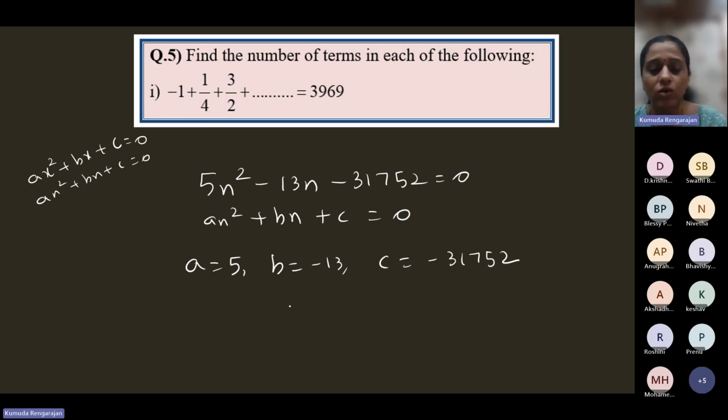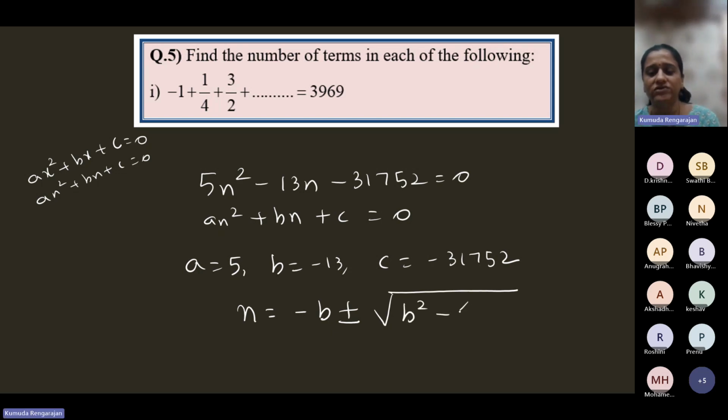And the quadratic formula, if we are solving for n: n is equal to minus b, and b is minus 13. So minus 13 plus or minus square root of b square, that is minus 13 the whole square, minus 4ac, minus 4 into 5 into minus 31752, by 2a, that is 2 into 5. So minus b plus or minus root of b square minus 4ac by 2a. This is the quadratic formula.